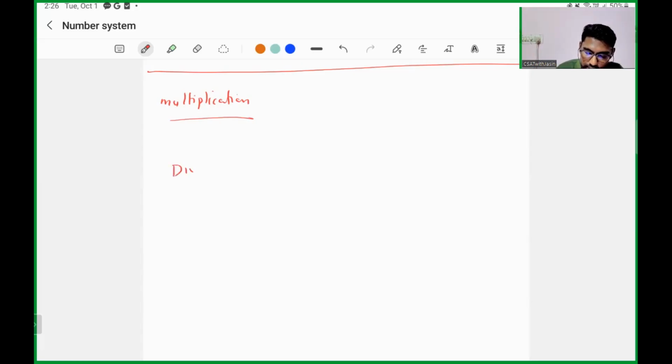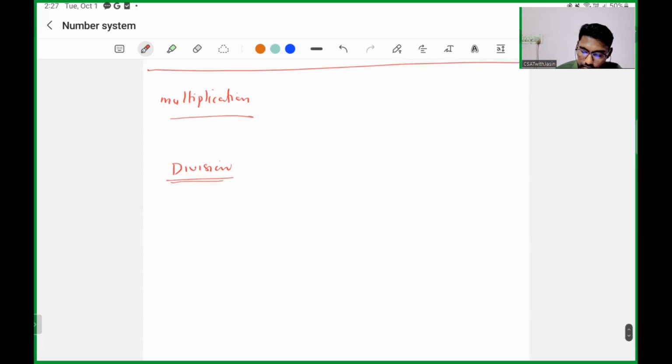Now when it comes to division, I'll give you just an example. I am doing 321 divided by 4. So what we'll do? 8 into 4 is 32. So remainder is 0. Then you will take the 1 here. We cannot divide 1 by 4, so you will write 0 here. 0 into 4 is 0. Finally, you are getting remainder as 1. So this is how we are doing the division.